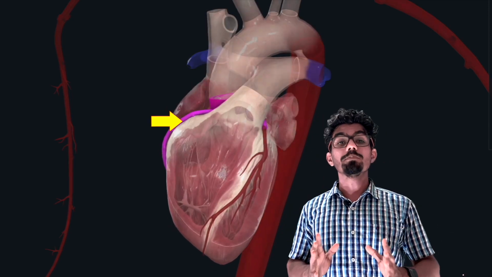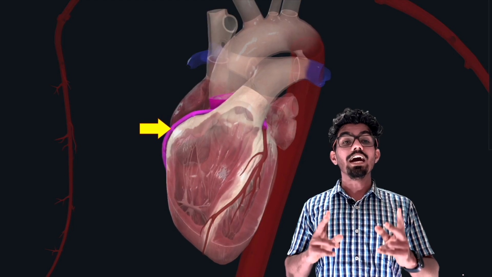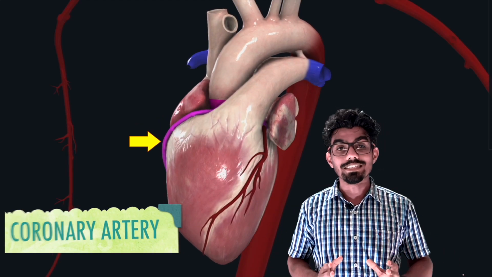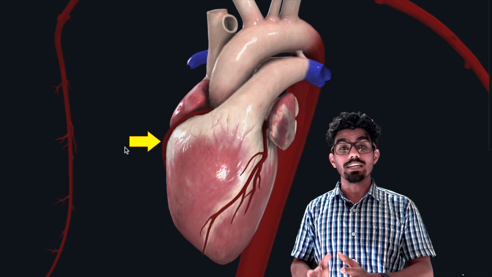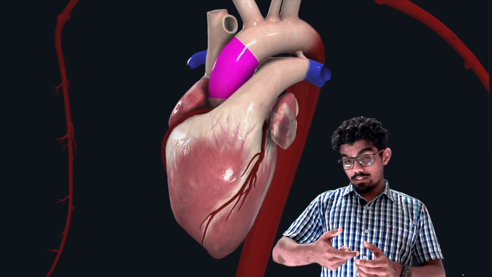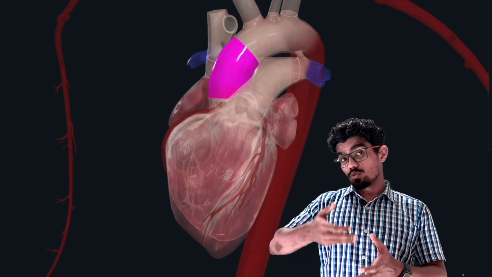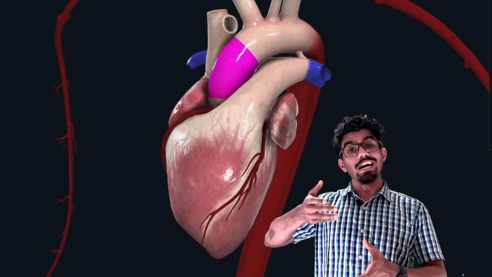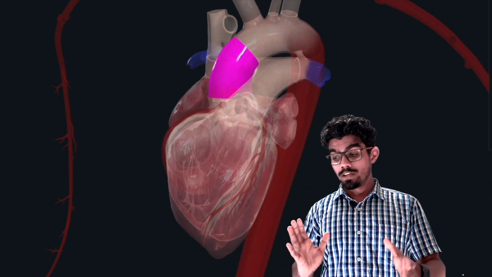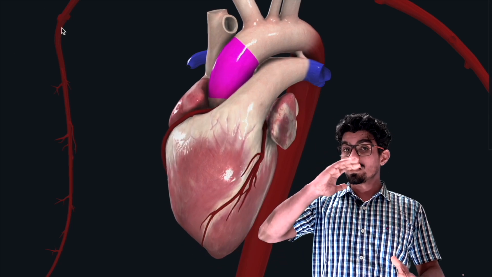From the root of the aorta there arise the arteries which supply the heart itself. These are the coronary arteries. So the left and the right coronary arteries arise from the root of the aorta. Clear? Now, the aorta after the root ascends upward as the ascending aorta. There is no branch from the ascending aorta. Now the arch of the aorta comes.